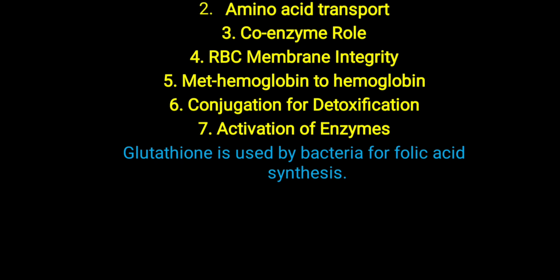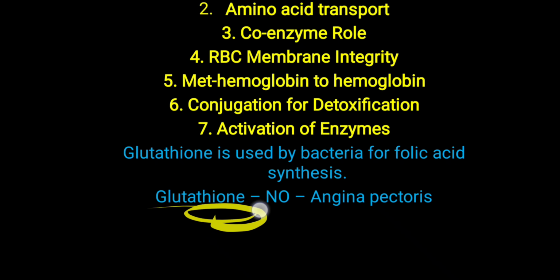Apart from that, glutathione is also used by the bacteria, not by our body. In our body, folic acid is not produced, but bacteria can produce folic acid with the help of this glutathione. So glutathione is used by the bacteria for the folic acid synthesis. Further, this glutathione is also playing a role in nitric oxide formation in our body, and that can be utilized as a part of treatment in angina pectoris. So all these are important functions of glutathione.